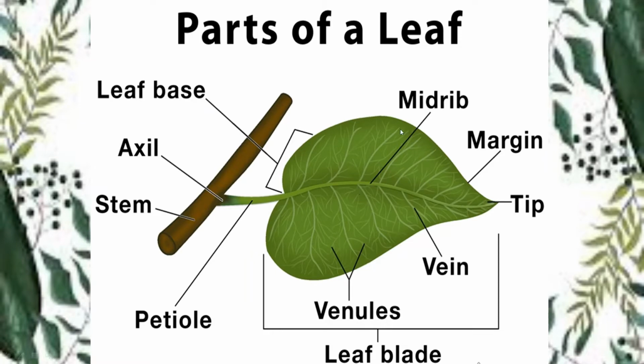Then see, this is the leaf. This is the midrib. This is the margin of the leaf. These are the leaf veins, and among the veins there are venules also, the leaf blade. Okay, and the leaf can be divided into three portions. This is the tip, this is the base, and the middle portion is called the middle. So tip, middle, and base. So these are the parts of the leaf.